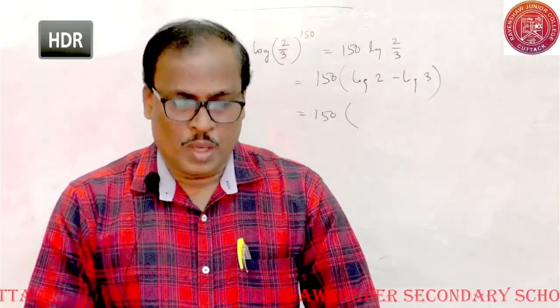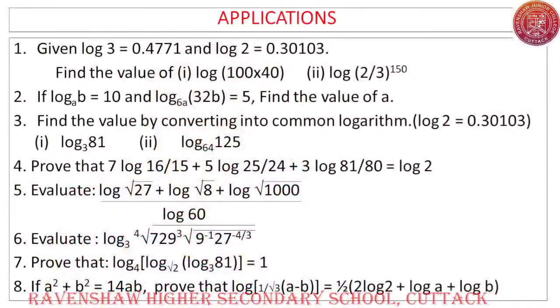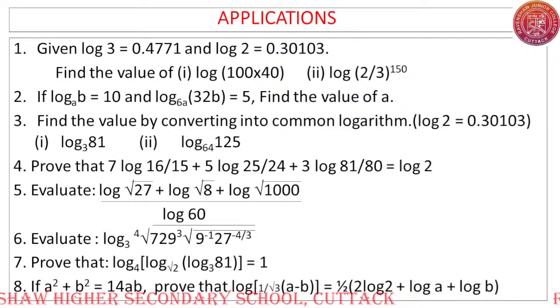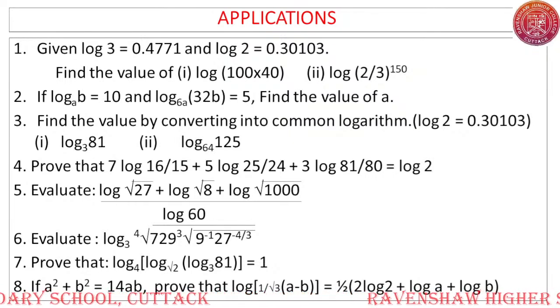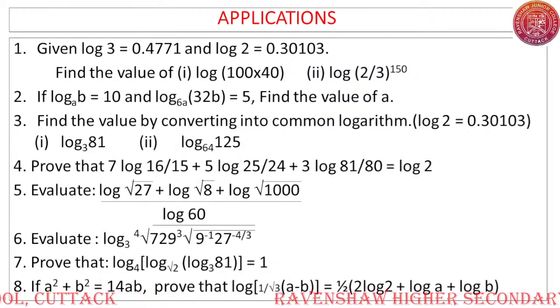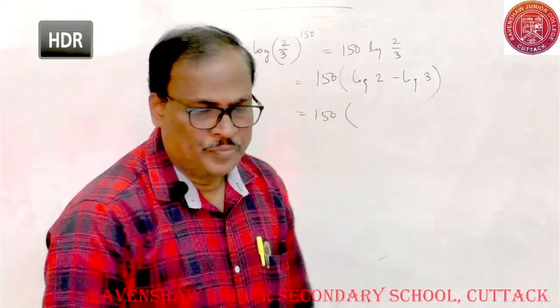Then look at question number 2. If log b to the base 10 and log 32 b to the base 6a is equal to 5, find the value of a. Let us see how we solve this.